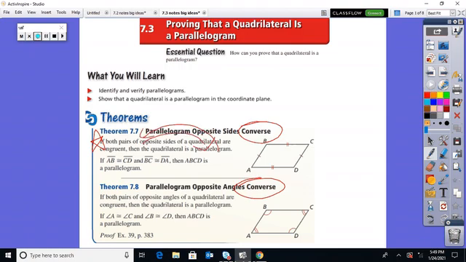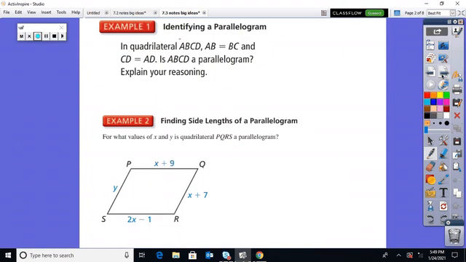Same thing with opposite angles. Converse of the opposite angles, converse of the opposite sides. So there's two ways to show something's a parallelogram, and that's really what this section is all about. We want to use the properties we just learned last section to determine or prove that a quadrilateral is a p-gram.